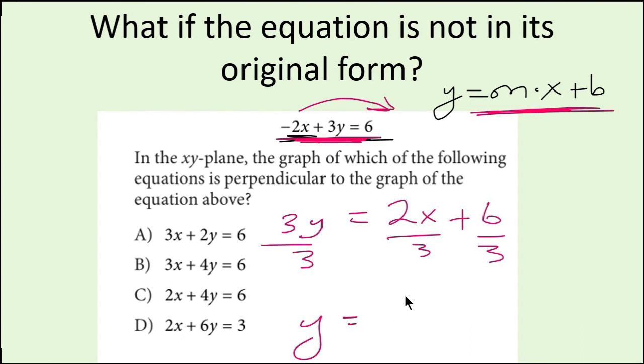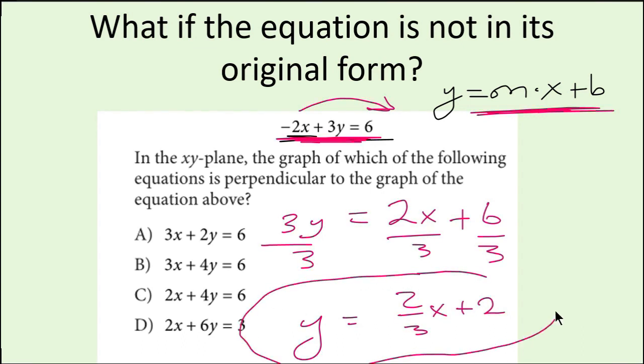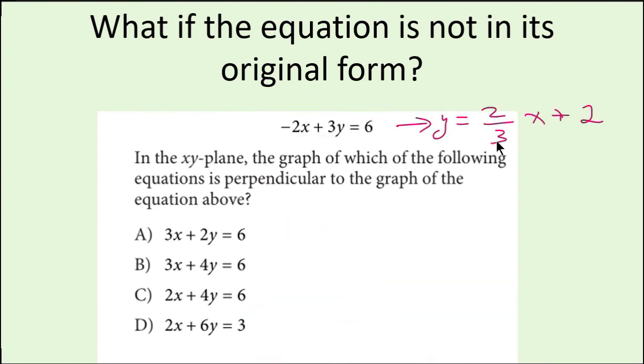So y is equal to 2 over 3x plus 2. This is our equation of a line in the original form. So that's this line, y is equal to 2 over 3x plus 2. Now our purpose is to find an equation of a line that would be perpendicular to this.